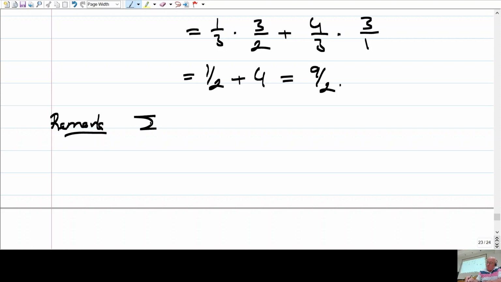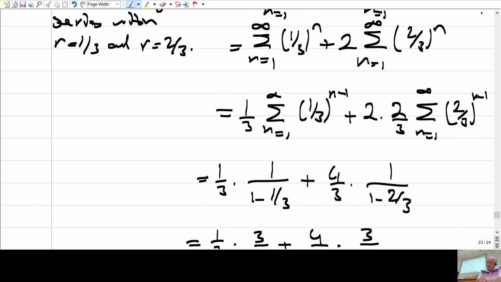The formula for the geometric series: if n starts from 1, this is equal to a over 1 minus r, provided that, of course, r is less than 1. But here we had not n minus 1, but n. So I have to first write it as n minus 1.